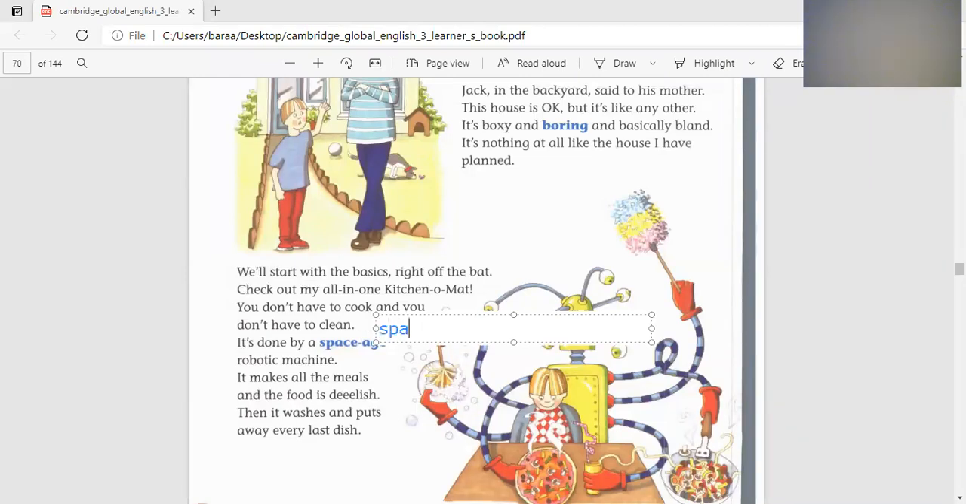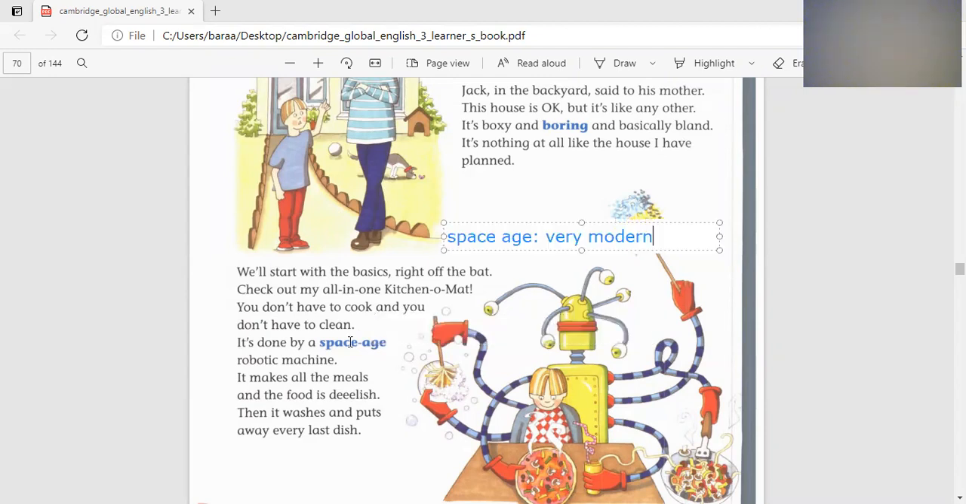Here, the meaning of space age is very modern. So write down the meaning of space age here. It's done by a space age robotic machine. It makes all the meals, and the food is delicious. So it means that he is so interested in the very modern kitchen.